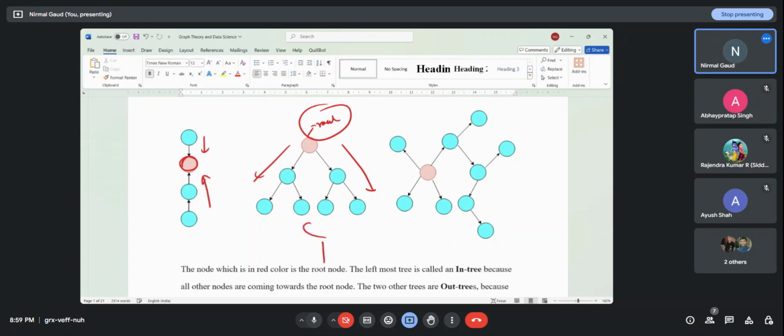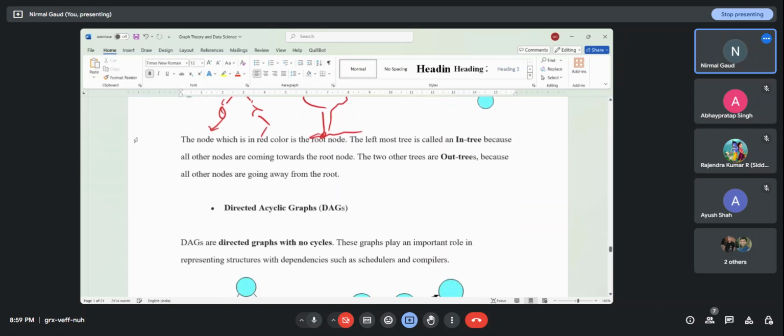In real life, this is the tree. This is the root. In computer science, we go this way. The order is changed, it is opposite. And this is what we make a tree. This is also a rooted tree, either coming in or coming out. So the leftmost tree, where edges are coming towards the root, is an in-tree, else it is an out-tree. So, in-tree and out-tree.